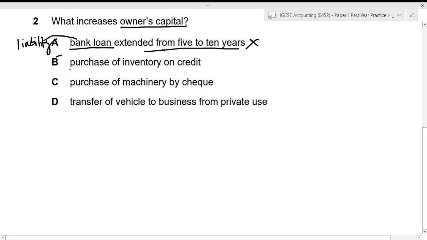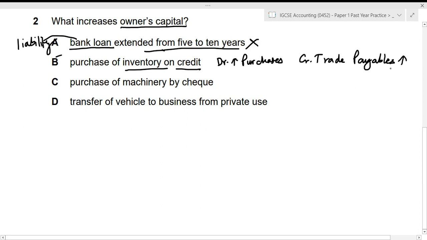So easier for us now. We have three options left. Now B says purchase of inventory on credit. Inventory on credit purchases means your purchases is increasing, or you would say purchases is on the debit side and credit is trade payables, or accounts payable, or creditors. And trade payable is also increasing. So technically, our liability is increasing and our purchases is also increasing, which is definitely not a capital. That means this option is also out.